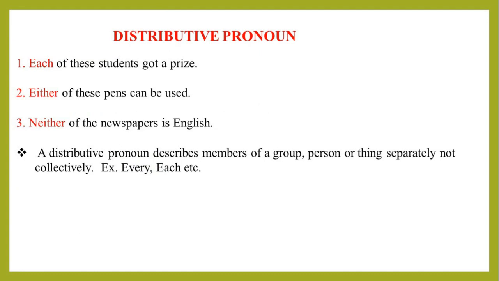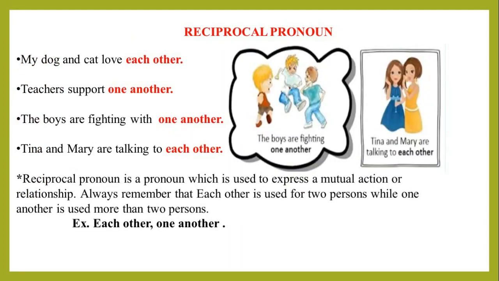Distributive pronoun. Students, as you are seeing these three examples, there are the words each in the first sentence, either in the second sentence and neither in the third sentence. They show the student, pen and newspaper separately, not collectively. Therefore, the word which describes members of a group separately, not collectively, is called a distributive pronoun. Example, every, each, etc.